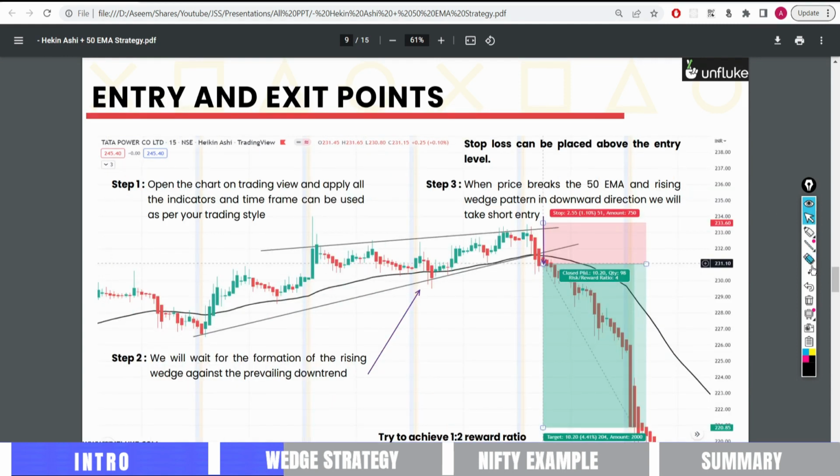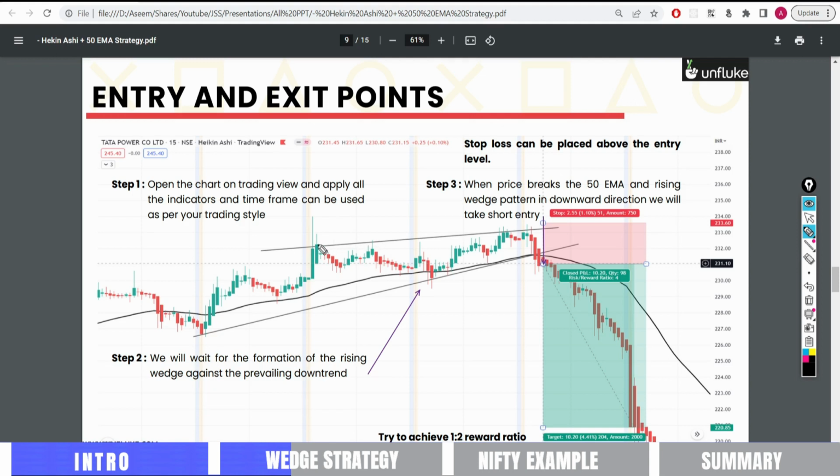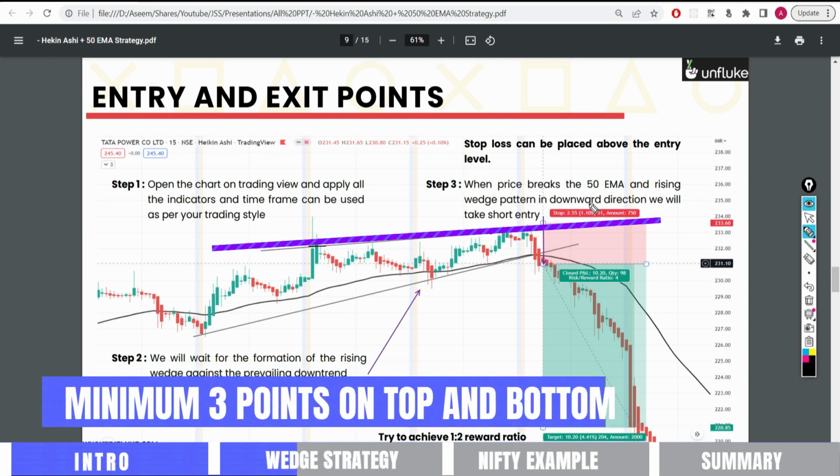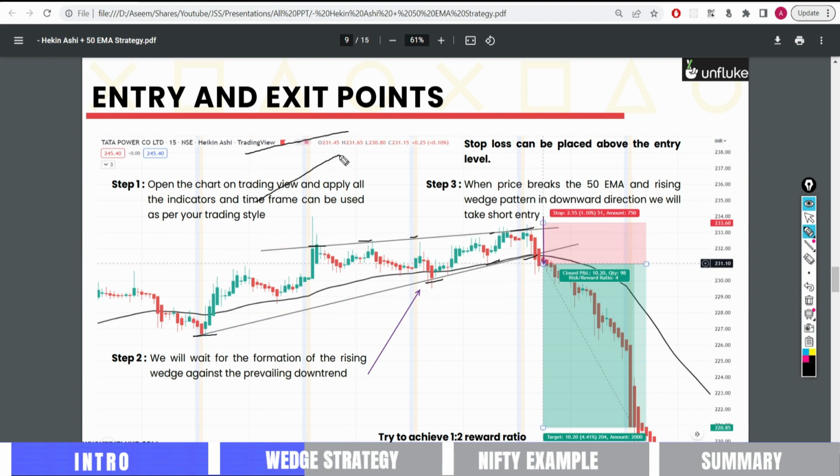Let's see some examples. In this, I'm showing you Tata Power on a 15 minutes time frame. As you can see, the first step is we look for a wedge and we've got the wedge. Basically, I'm just trying to touch more of the closing prices. So I've touched 1 point, 2 points, 3, 4 points and 5 points. I've touched 5 points on the top and about 3 points at the bottom, at least 3 to 4 points. That means my wedge is done, and we've got this pattern. This is the wedge pattern. This is the rising wedge pattern.